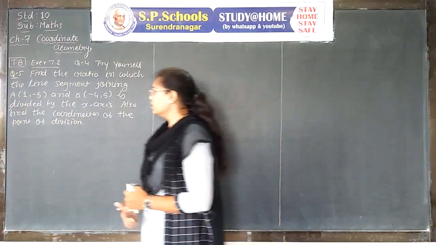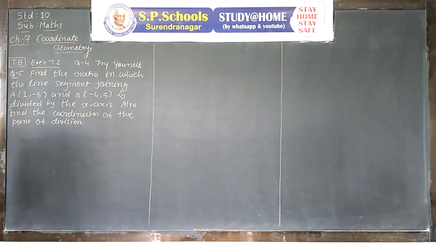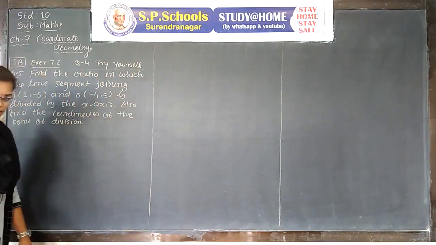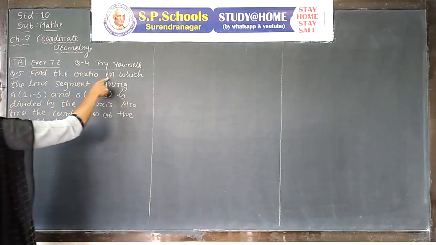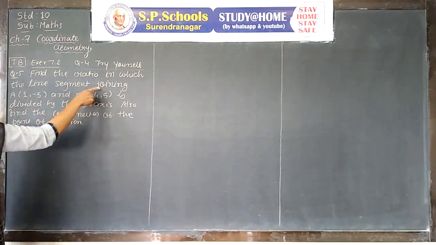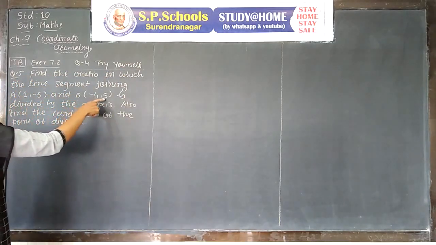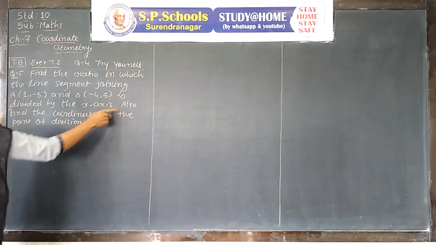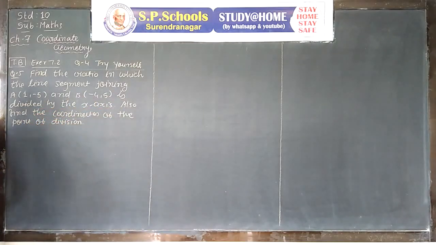The next number, fourth number. Fourth number is again related to the example, but somewhat the question is changed here. Question number 4, try yourself. It is again related to the example. Fifth number, find the ratio in which the line segment joining A(1, -5) and B(-4, 5) is divided by the x-axis. Also find the coordinates of the point of division.